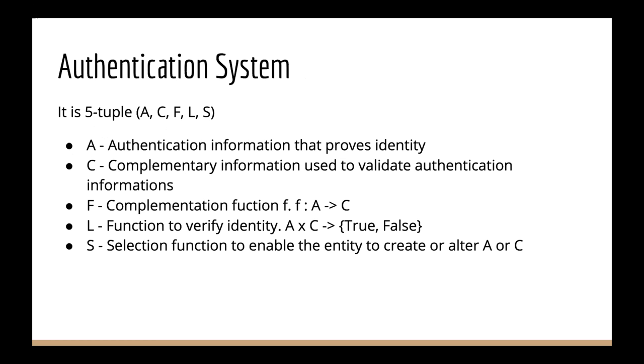This is a template authentication system. It is a five tuple. A is the authentication information that proves identity. In the case of plain text passwords, this could be the password that you put into your login screen. C is the complementary information used to validate authentication information. In the case of a password, it will be the hash that's stored on the server side. F is the complementation function, which is basically the encryption function that the server uses to convert your A to C. L is a function to verify identity. You can think of it as the login screen.